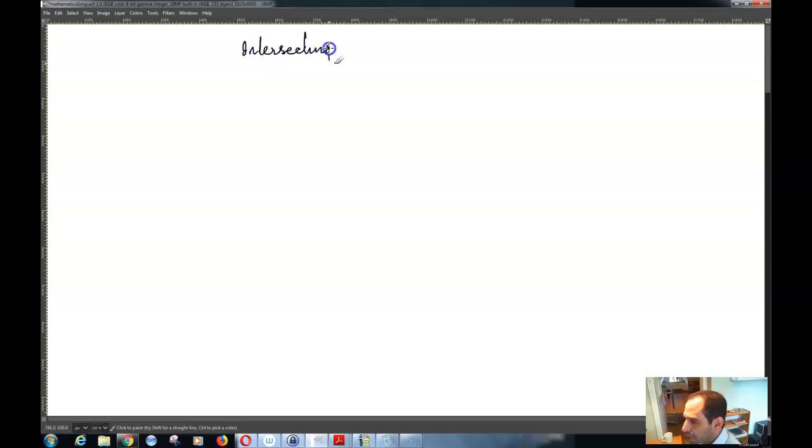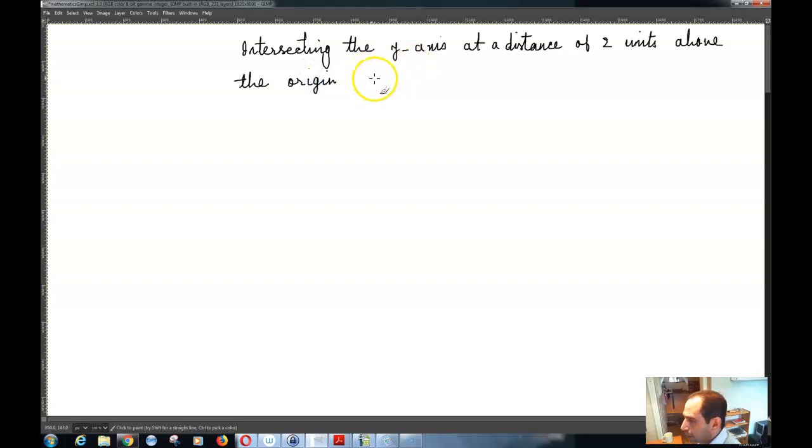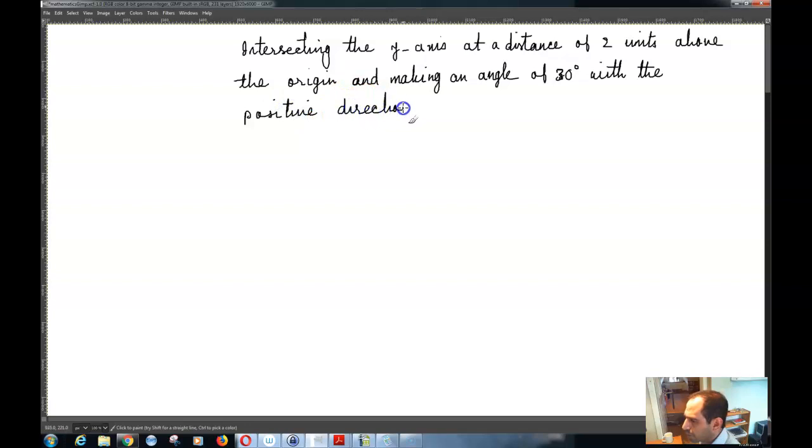intersecting the y-axis at a distance of 2 units above the origin, and making an angle of 30 degrees with the positive direction of the x-axis.